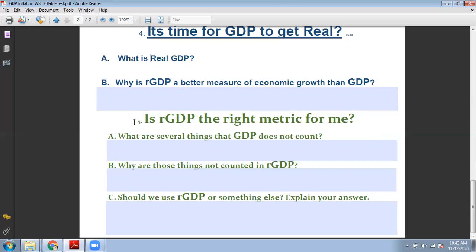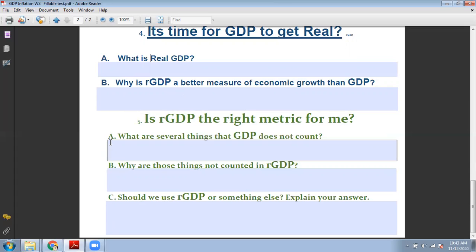Now, what we're going to go ahead and do here is this. Is GDP the right metric? There are a lot of people who complain about GDP, which is what your Ed Puzzle video is going to help you out with. So there are several things GDP does not count. You'll see a whole bunch of them in the video. It's things like black market transactions aren't counted, environment, health, education. None of those are counted in GDP, but we still use GDP to say how we're doing as an economy.